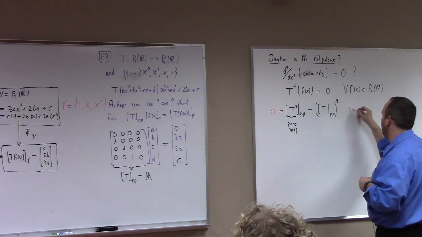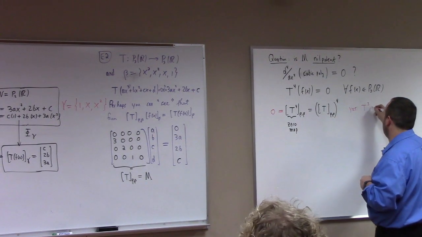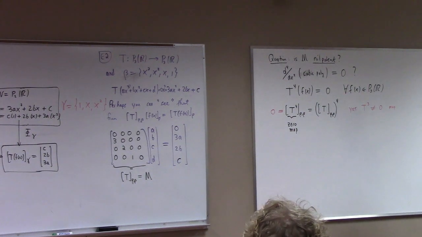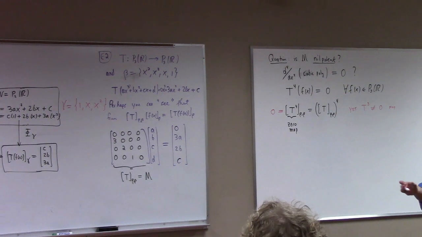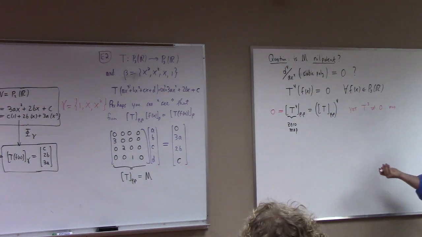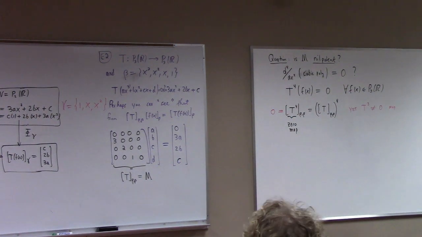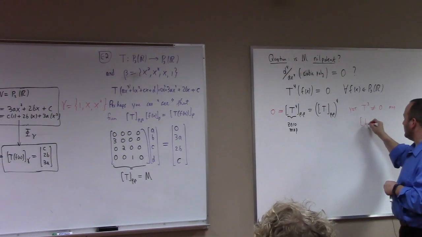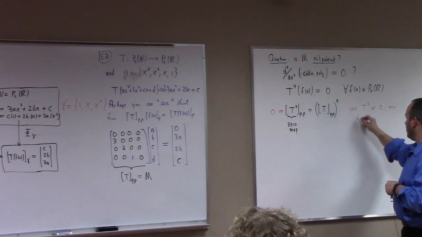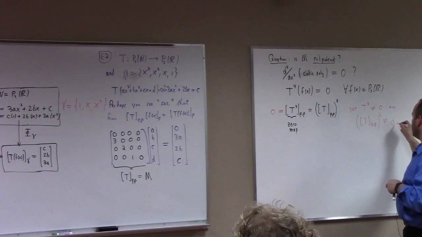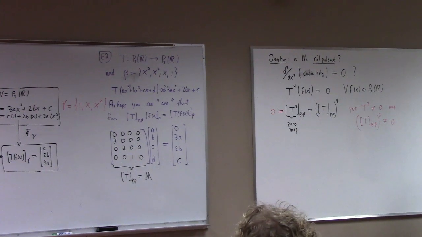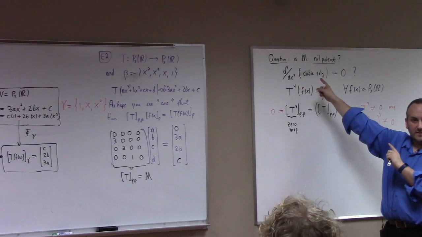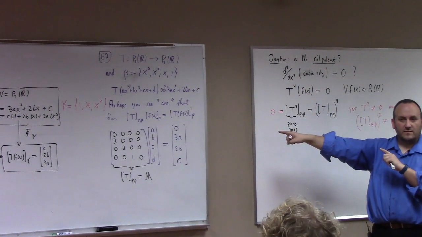Yet T cubed is not equal to the 0 map, right? Because the third derivative of a cubic polynomial doesn't have to be 0. X cubed differentiates to 6, right? So that will also tell me that the matrix of T raised to the third power is not equal to 0. So I can tell, without even doing any matrix calculations, just looking at the mapping alone and what I know about polynomial differentiation, that that matrix is going to be nilpotent, order 4.